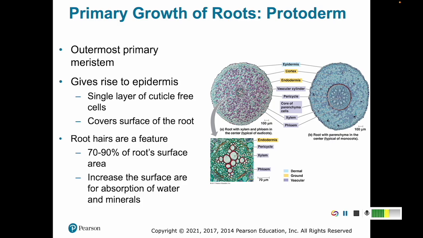The protoderm is the outermost primary meristem that will give rise to the epidermis. It's a single layer of cuticle-free cells and covers the surface of the root. One feature of them is root hairs, which make up 70 to 90% of the root surface area. And root hairs also increase the surface area so the root can absorb water and minerals.